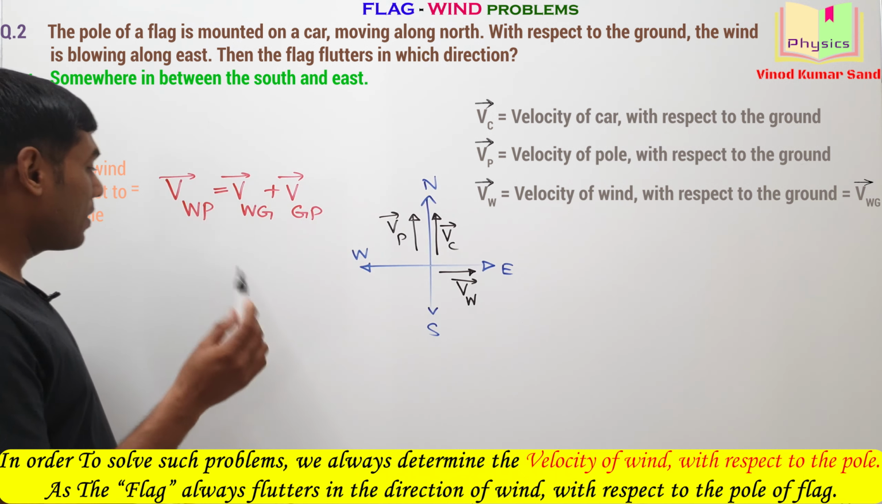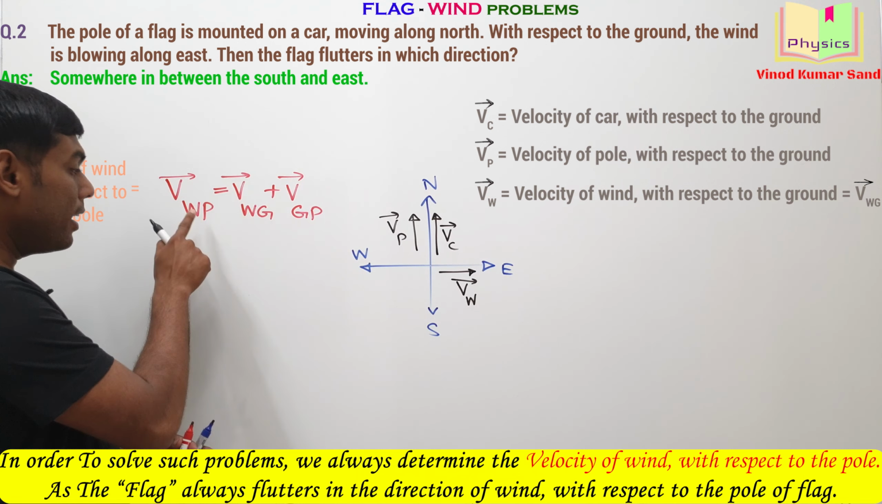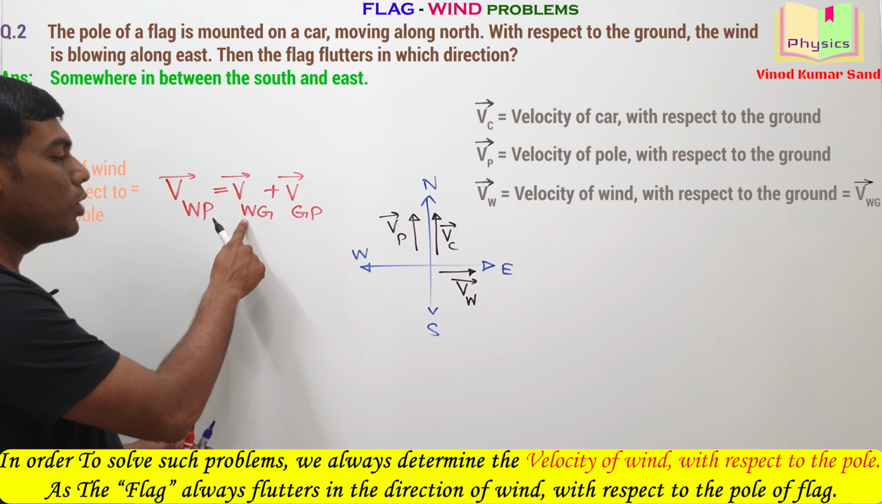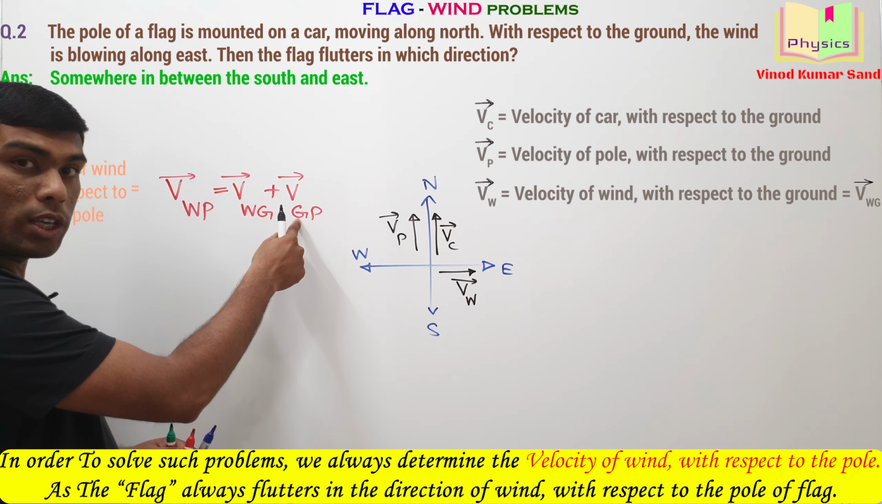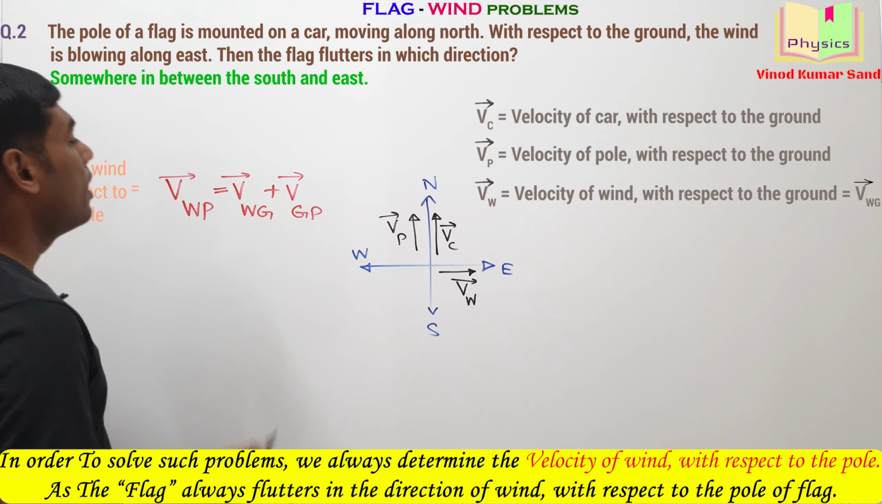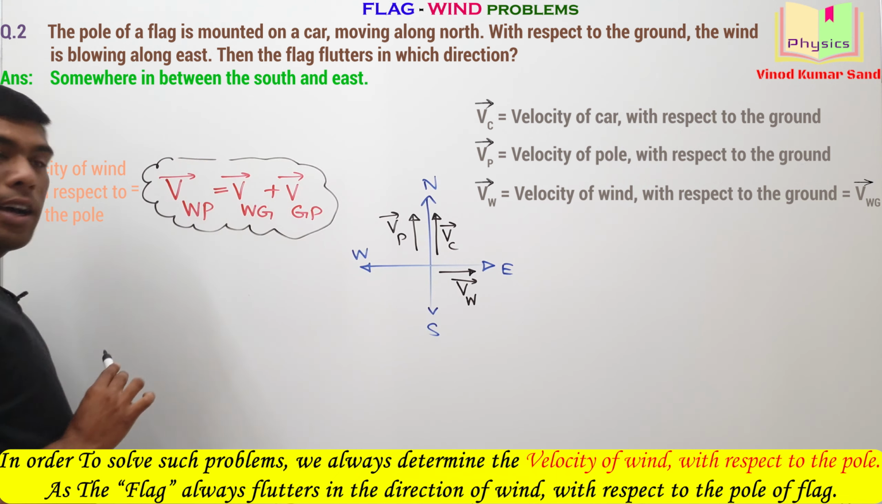I hope you remember the trick. If this is the first letter, we have to start here, and if this is the last letter, we have to reach up to that letter. So VWG plus VGP, and we maintain the sequence. Okay. Now, if we can simplify this, we'll get our answer.